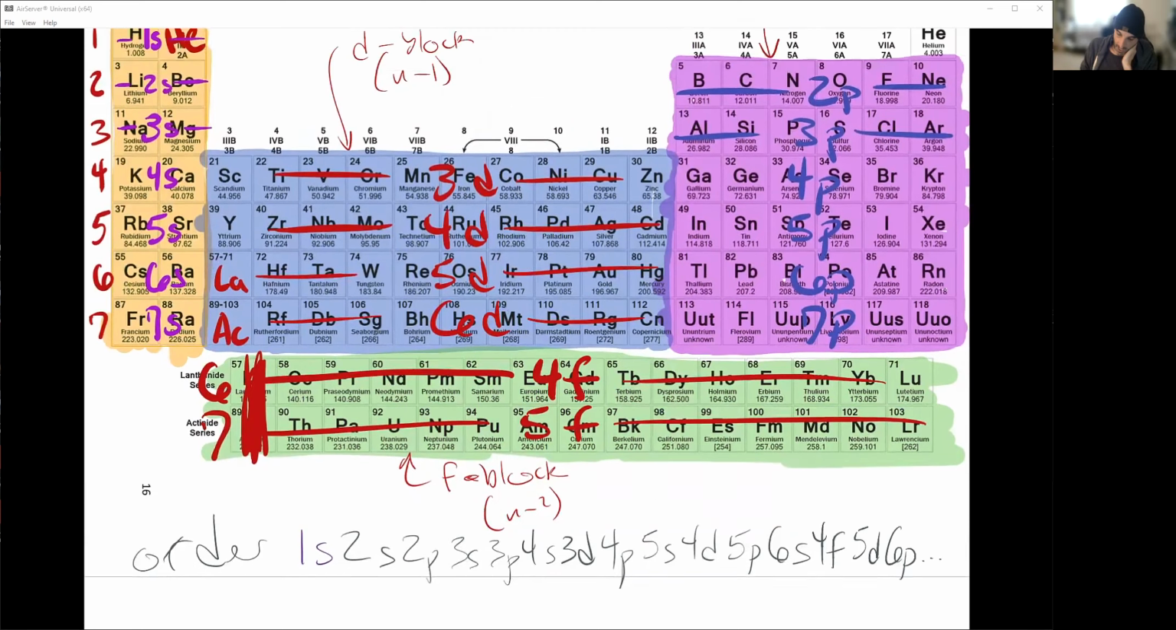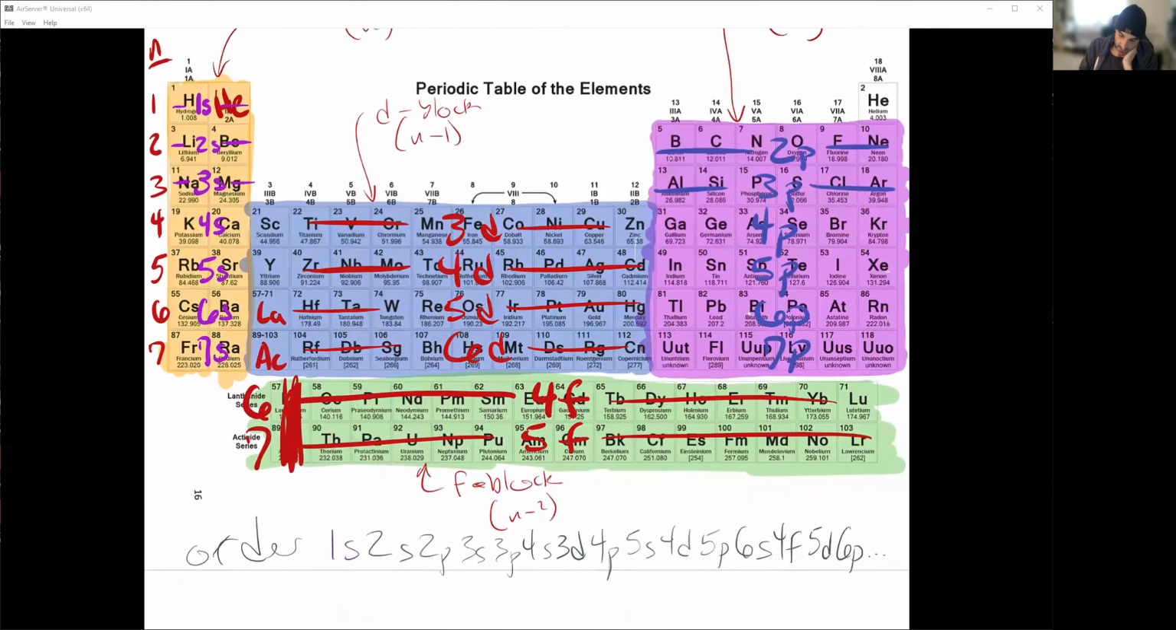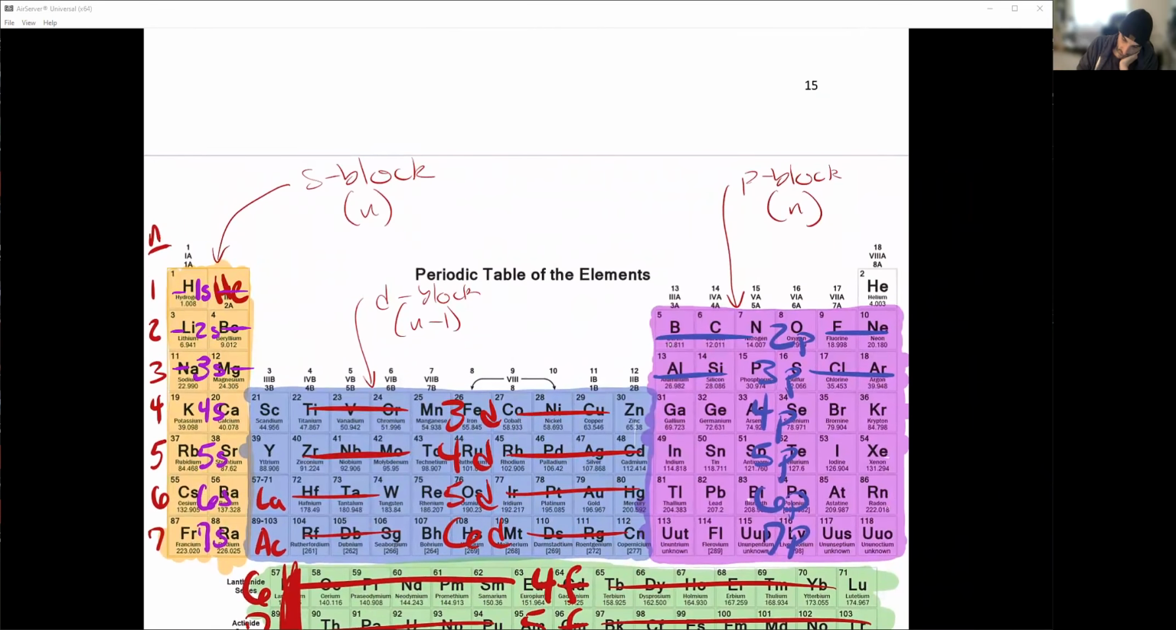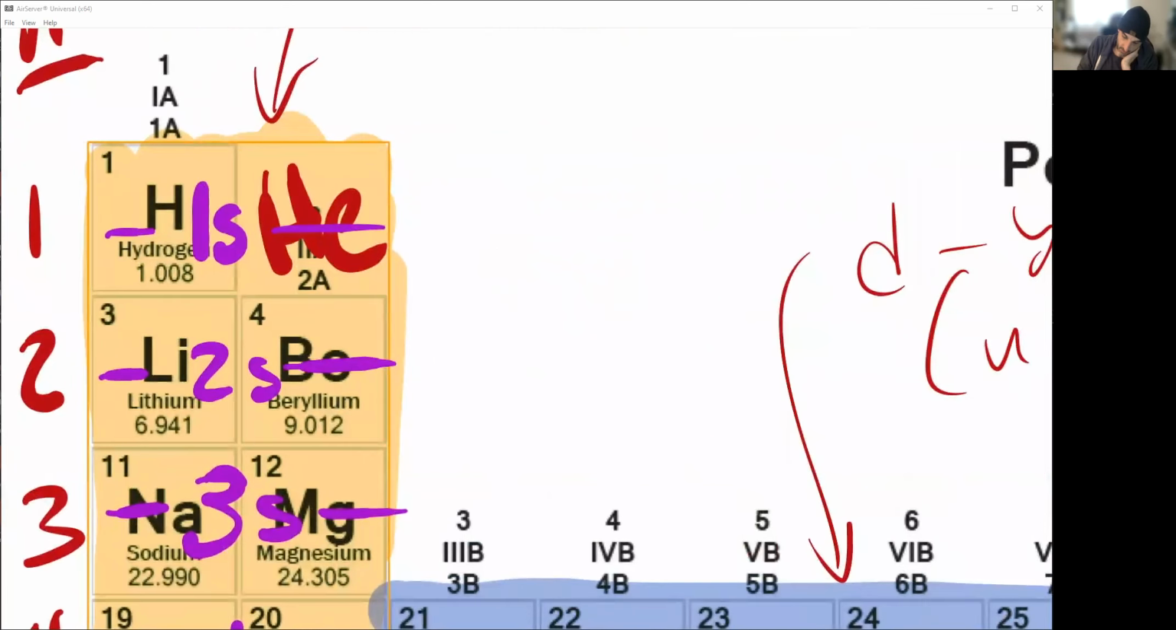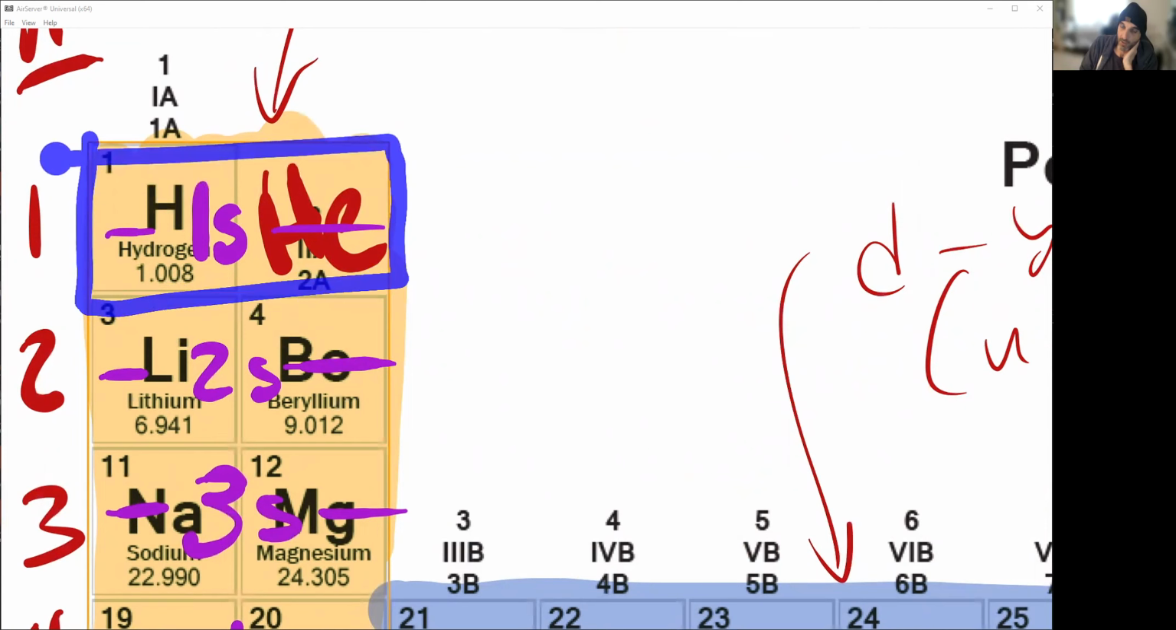Okay. How many electrons fit into each of these? And so that's the last little bit that we're going to add here. It's really easy to do because what we're just going to do is count the total number of elements in that line. So how many electrons fit in an S block?